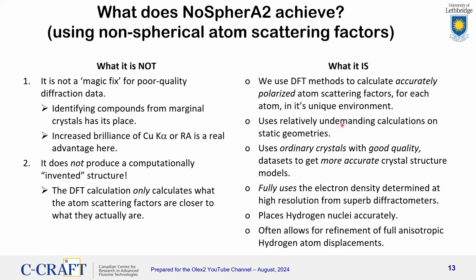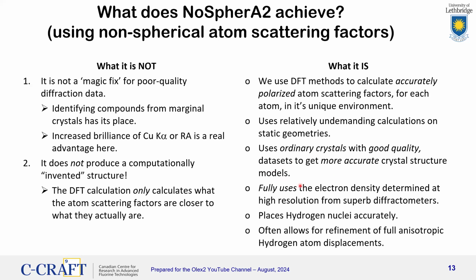We are simply calculating the electron density from the wave functions of the structures as it's given to us. And that is a doable procedure in real time. You can do this on a simple laptop even, and you don't have to wait for days and days to get results. NoSpherA2 uses ordinary crystals with good quality data sets to get more accurate crystal structure models. That's it. That's what it does.